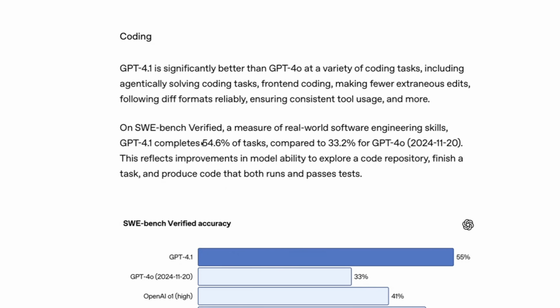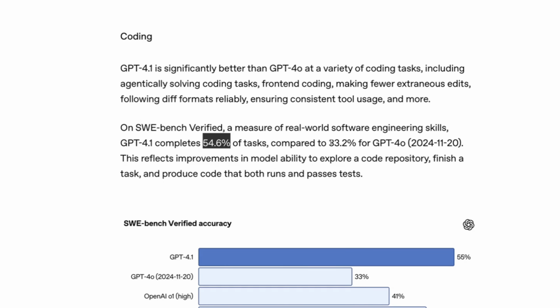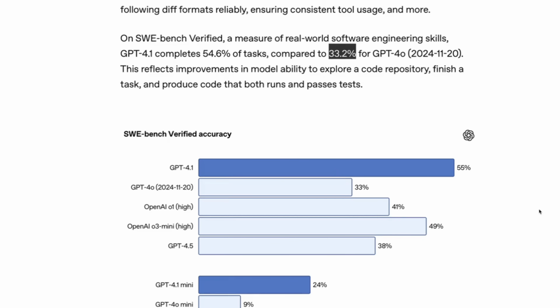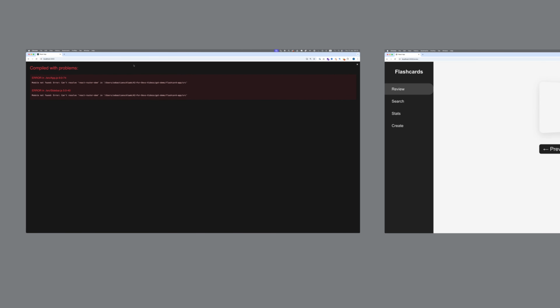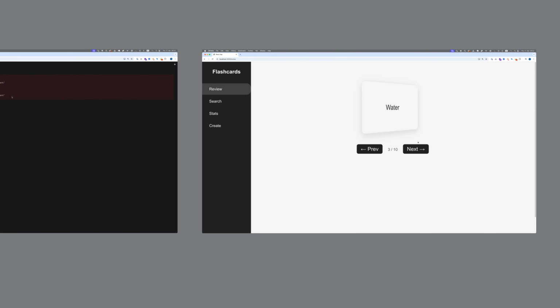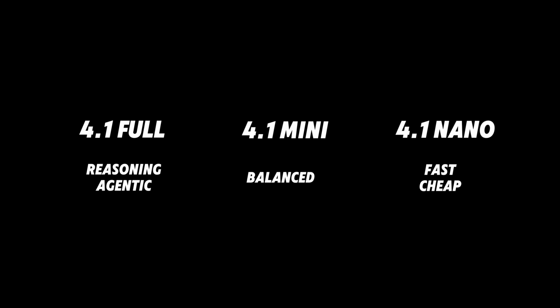Let's check the benchmarks. 4.1 completes 54.6% of real-world software engineering tasks. That's a massive jump from GPT 4.0's 33.2%. In a moment, we'll see what difference this makes as we give 4.0 and 4.1 exactly the same prompt. Let's look at how the model family breaks down. You've got 4.1 full for maximum reasoning and agentic behavior. Then 4.1 mini, your go-to for balanced speed and intelligence. And finally 4.1 nano, your default when latency and cost are the priority.